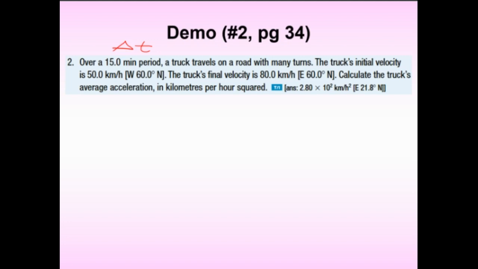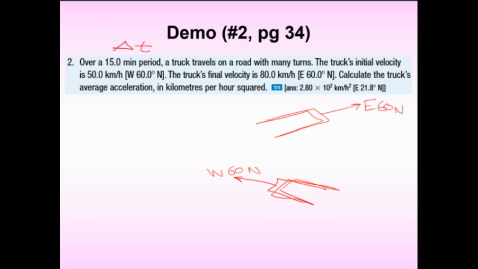By the way, everyone, look, this is what it means. Check this out. Initially the truck was going this way, right? Because this direction is west 60 north, right? It's going up and left. And apparently after 15 minutes, it was going this way, right? Because that's east 60 north. So apparently over 15 minutes, it turned this way. Does that make sense?